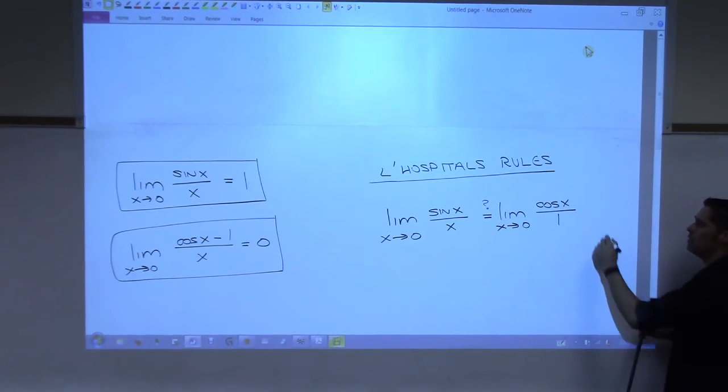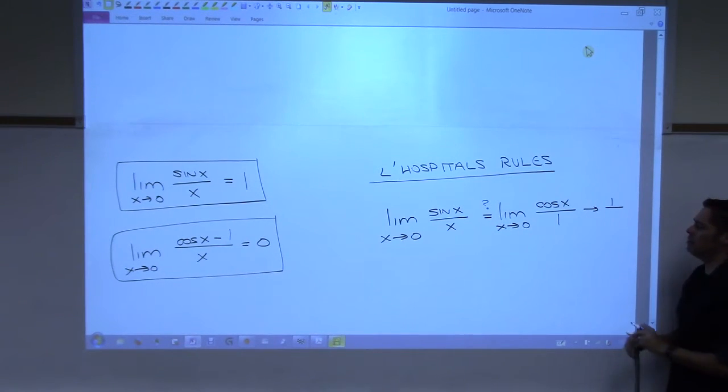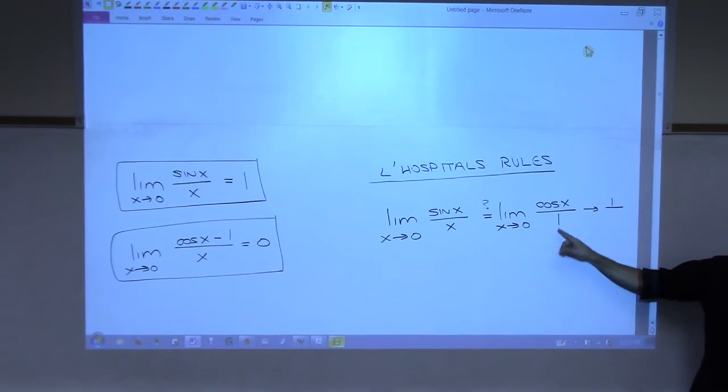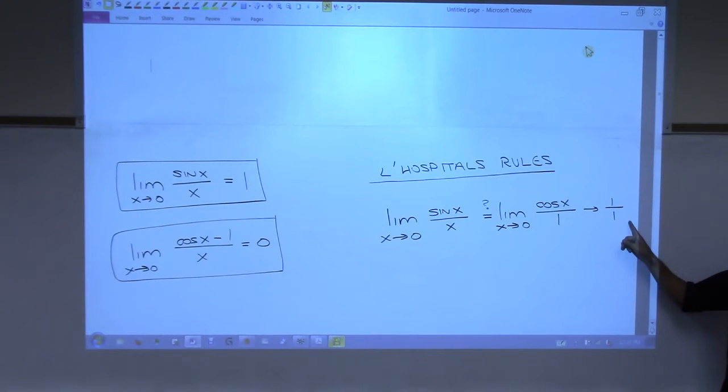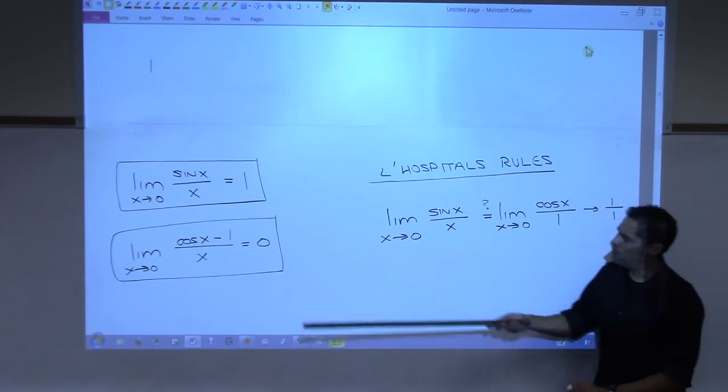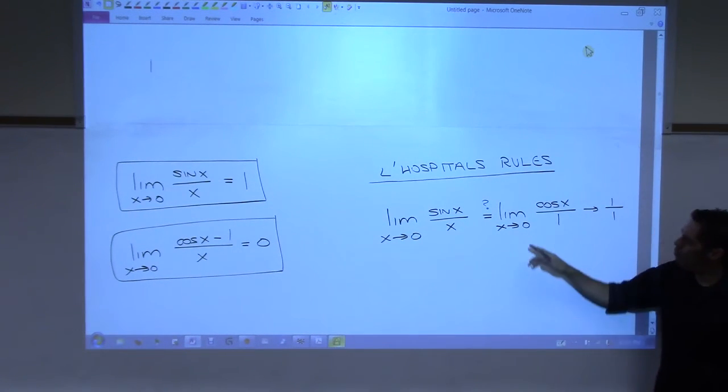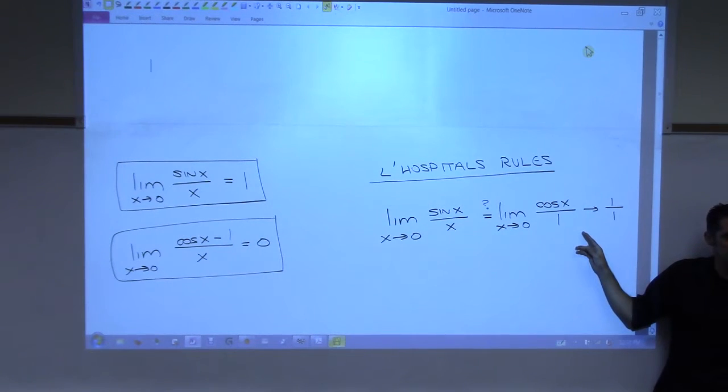1. So the top is headed to 1, and then as x goes to 0, this doesn't change, right? And you get 1. And what is this answer? 1. What is the answer supposed to be? 1. I wonder if that's right, if I can do that.